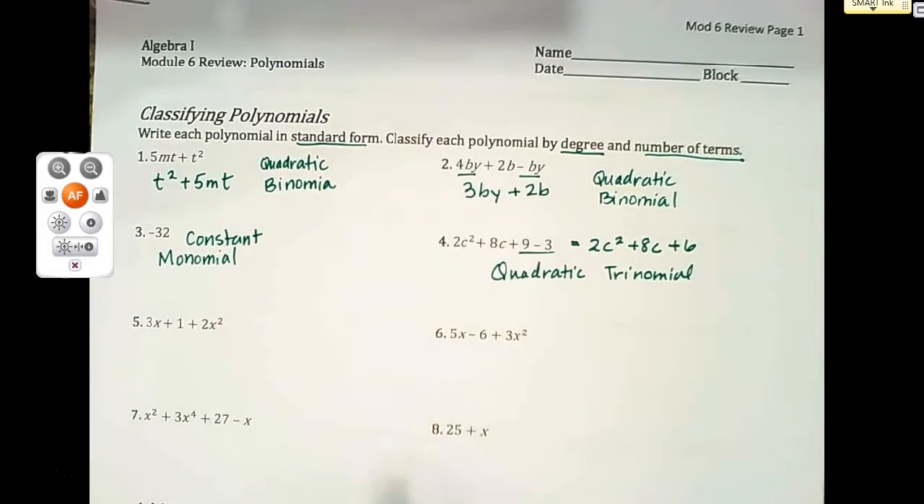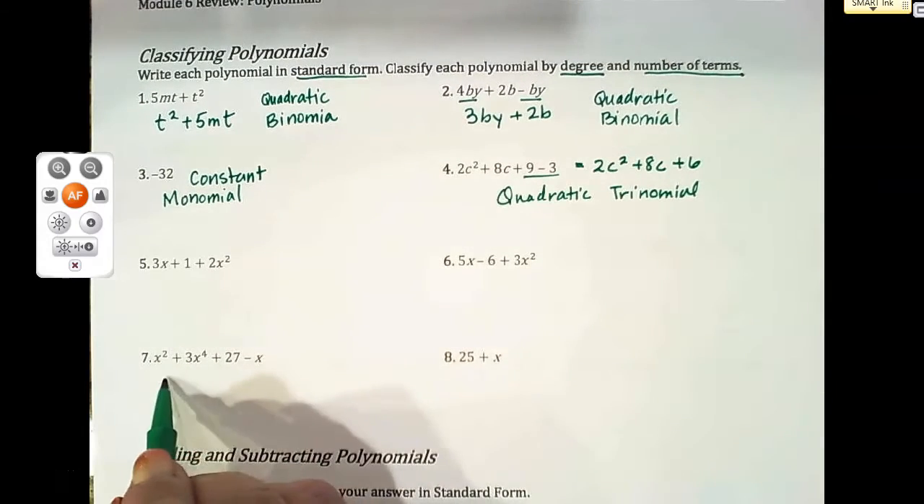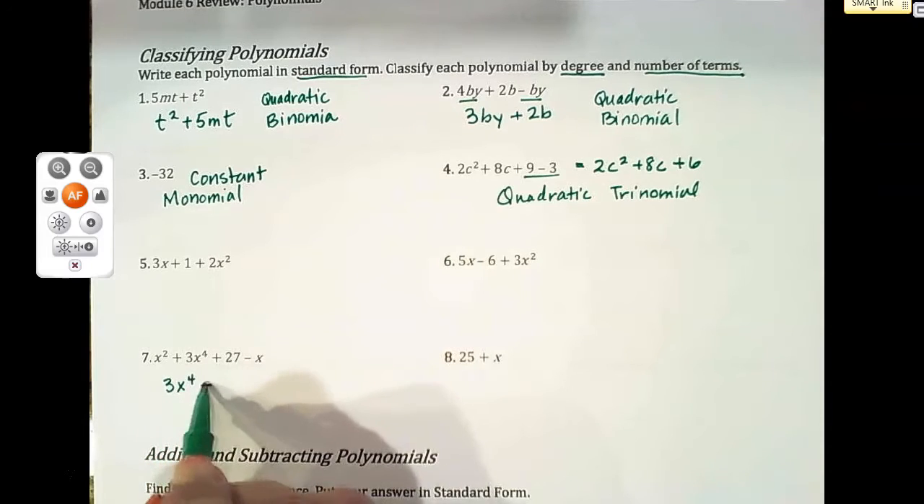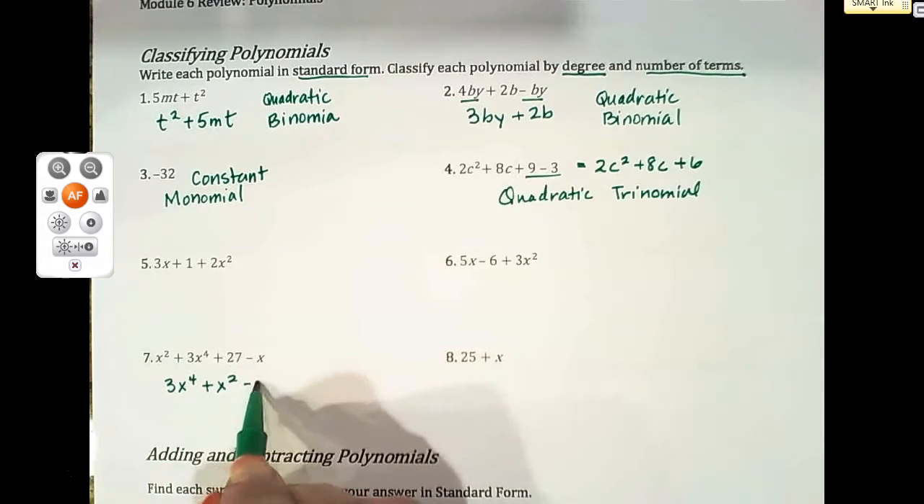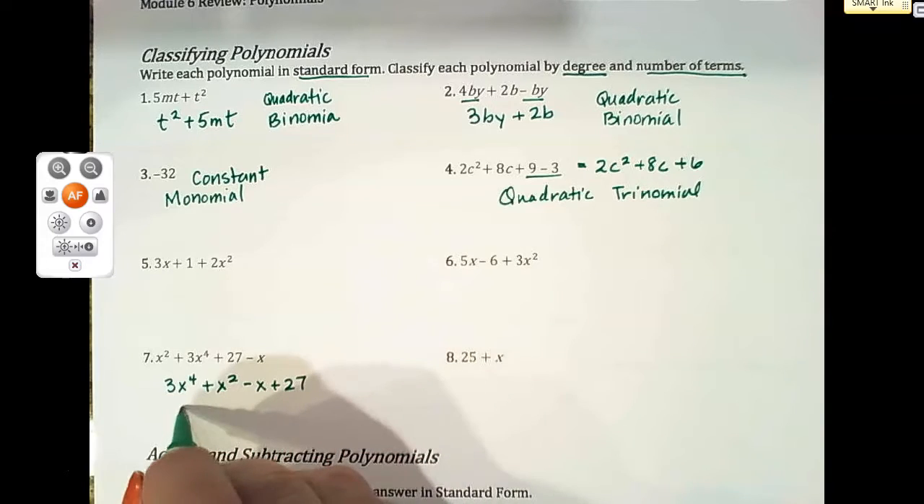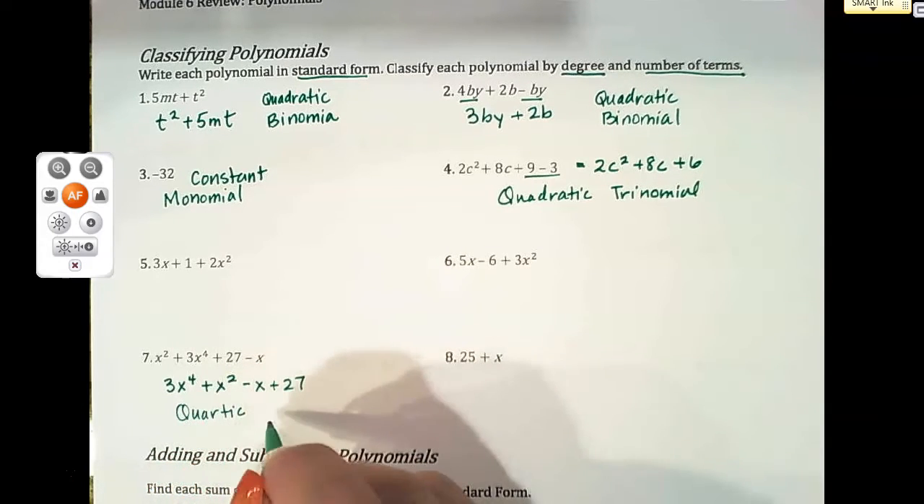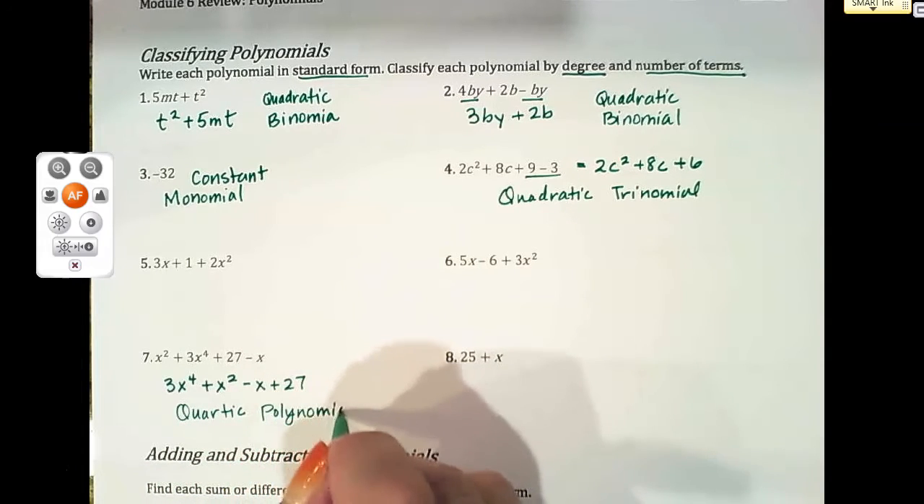Let's see, the rest of these look pretty similar. Let's go to number 7, and I've got an x to the 4th power plus x squared minus x plus 27, and that is a quartic. So power of 4 is quartic, and anything more than 3 we just call a polynomial.